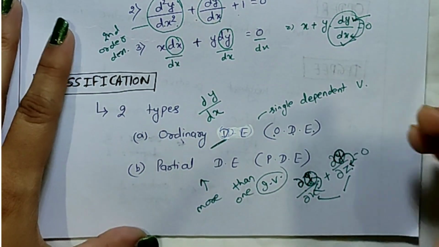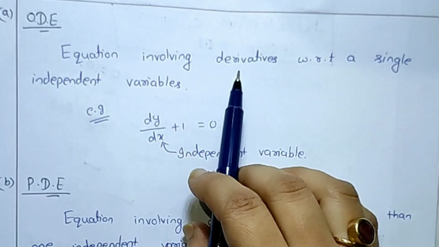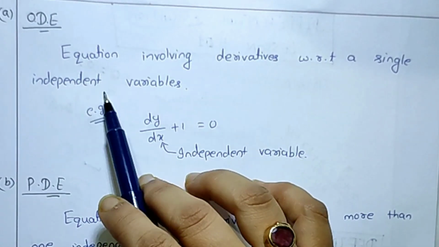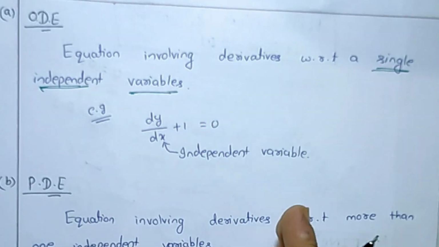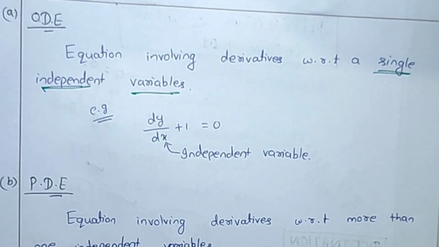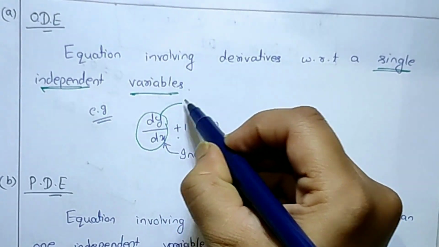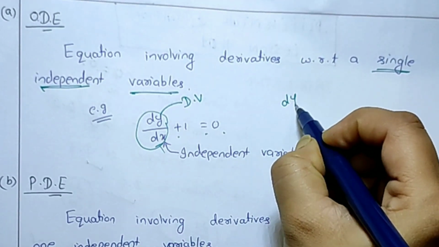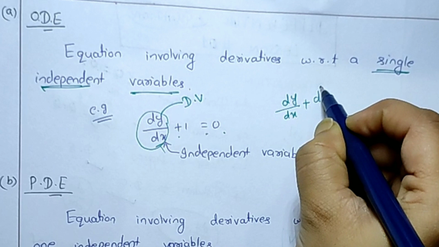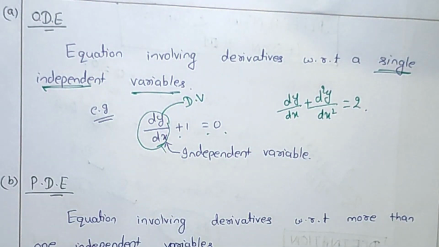Let's have the proper definitions. An equation involving derivatives with respect to a single independent variable is called an ordinary differential equation. We can write dy/dx + 1 = 0, where y is the dependent variable and x is the independent variable. Or we can write dy/dx + d²y/dx² = 2. This is also an example of an ordinary differential equation.